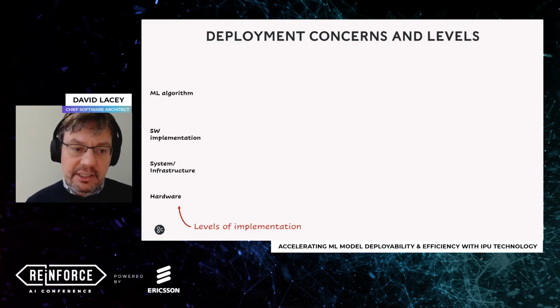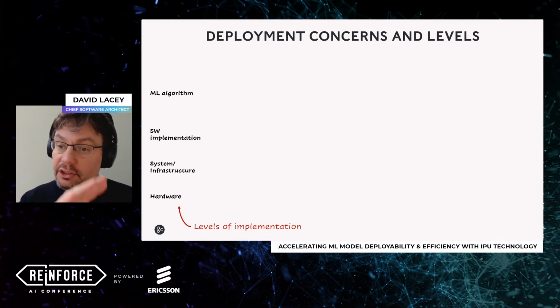And then the other axis we have is the levels of the implementation. So we have the algorithm itself, where we're thinking about what the model structure is, what the data set is, what the optimizer is, that kind of thing. The software implementation: what framework are we using, what libraries, what drivers, and so on. Then we have the system and the infrastructure software, so both the networking infrastructure in a data center, the OS, and so on. And then finally, the hardware at the bottom.